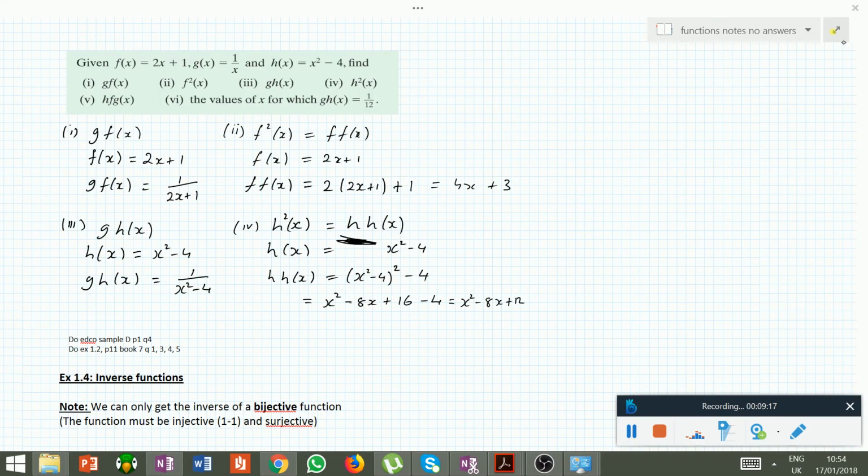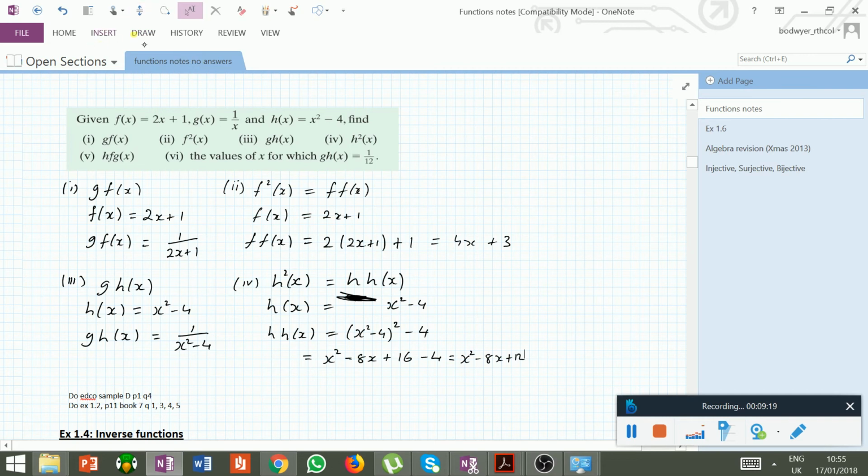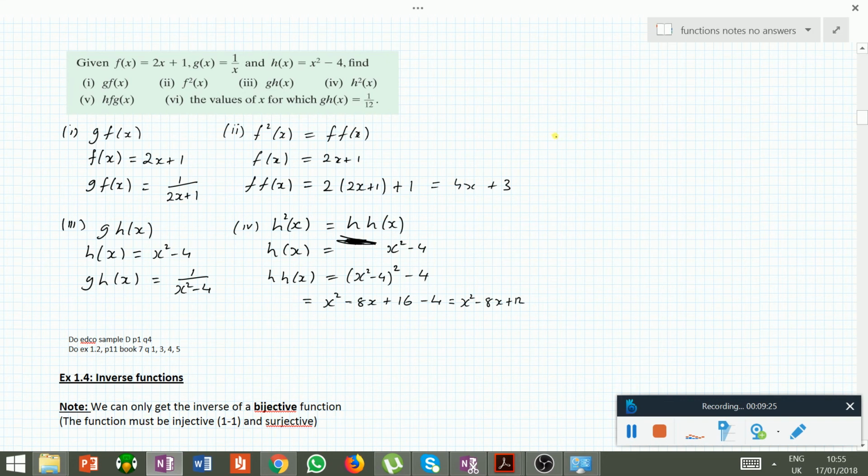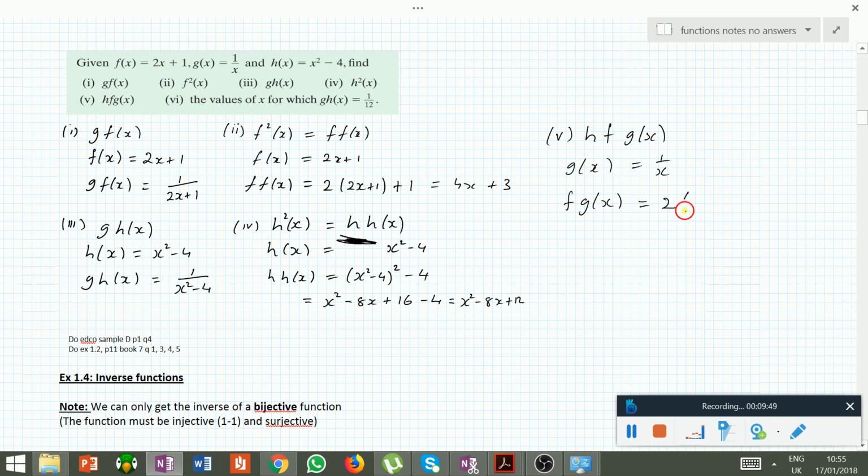Okay, so then you have part 5. You have h after f after g of x. Now g of x is 1 over x. Then you do f of g of x, which is equal to, okay, f is 2 times whatever plus 1, so it's 2 times 1 over x plus 1, which is 2 over x plus 1.